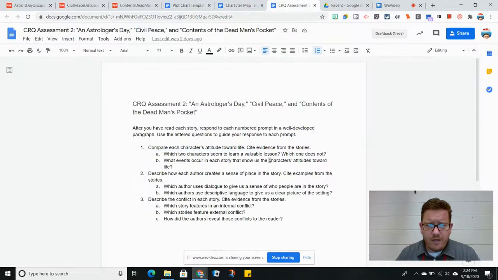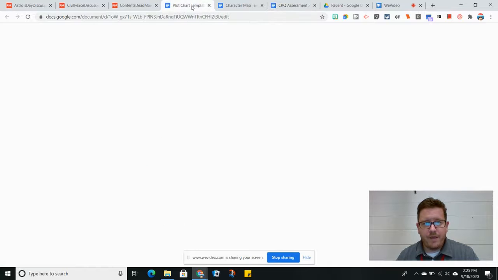Let's go back here. This one deals with setting. Describe how each author creates a sense of place in the story. Cite examples from the story. So, setting and plot are interconnected. Where a story happens often dictates what happens in the story when you're talking about the customs, beliefs, and values of the people in a particular setting. So, let's talk about our plot map here.